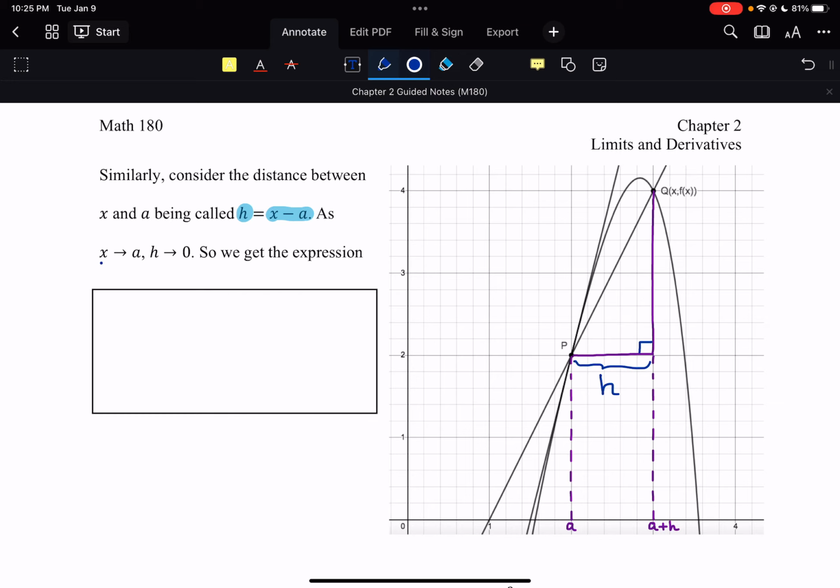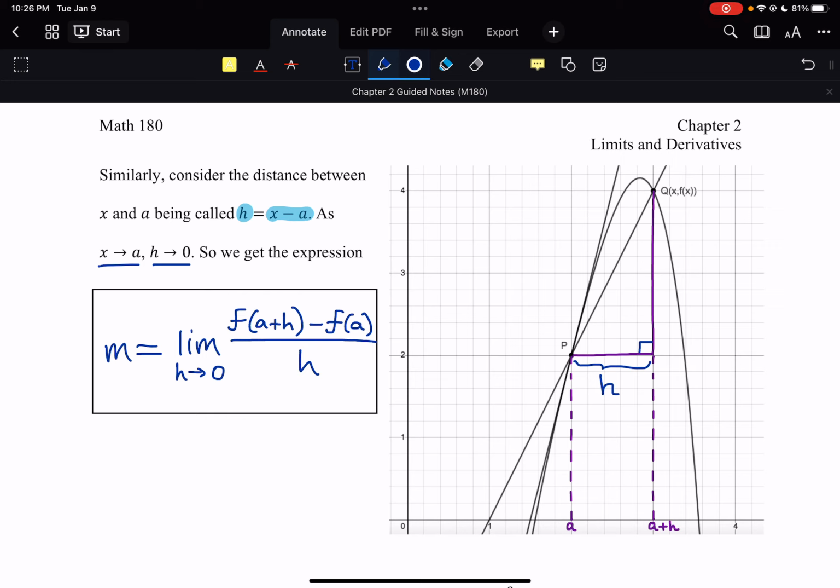So as x approaches a, h approaches 0. Because if x is getting closer and closer to a, the distance between them, that's what h is, is getting closer and closer to 0. This formula then becomes the slope equals the limit as h approaches 0. So again, instead of x approaching a, we have h approaching 0 of f of a plus h minus f of a, all over h.